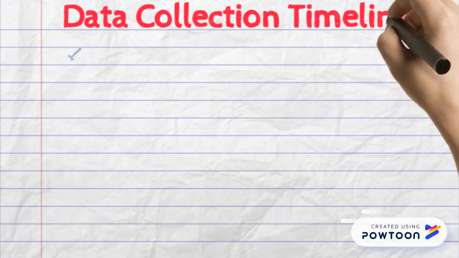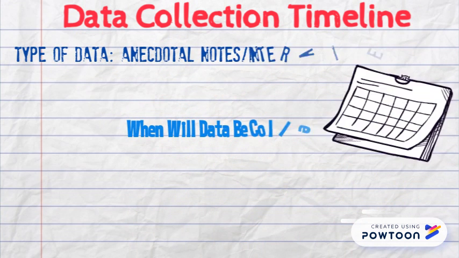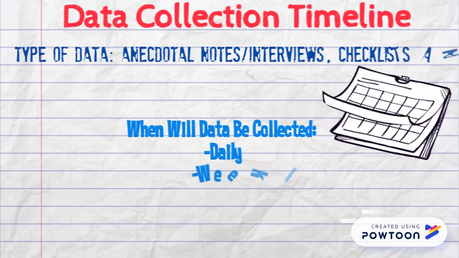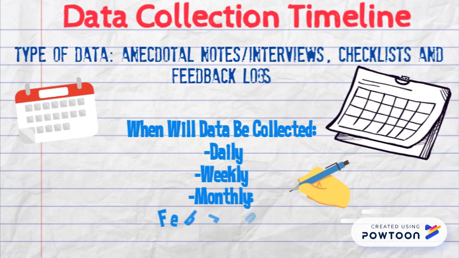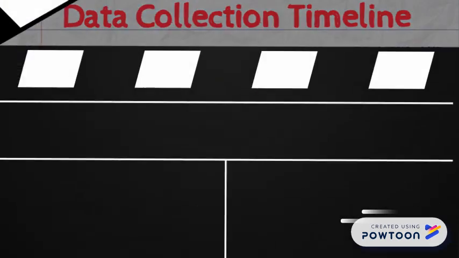Data collection timeline. Anecdotal notes, checklists, and feedback logs were all collected throughout February and March during my last placement. Anecdotal notes were daily, interviews were at the start, middle, and end of the task, checklists were at the beginning and end of the task, and feedback logs were weekly.